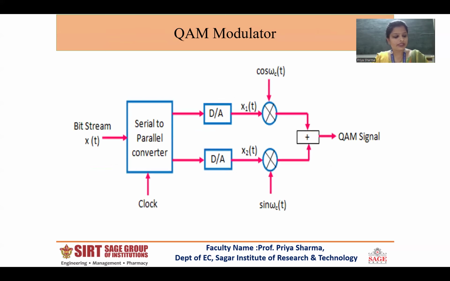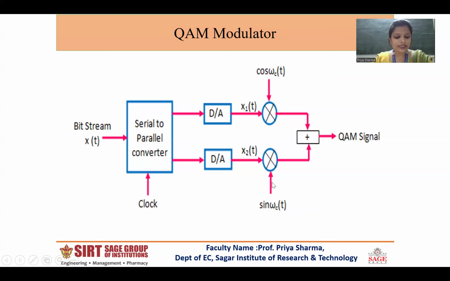This is the modulator circuit of the QAM signal. It consists of a serial to parallel converter followed by digital to analog converters and balanced modulators, and the outputs of the balanced modulators are then added to produce a QAM signal. So in QAM, two different signals are sent simultaneously by using two identical copies of the carrier frequency, one shifted from the other by a 90-degree phase shift. If one is cos, the other is sent as sine.